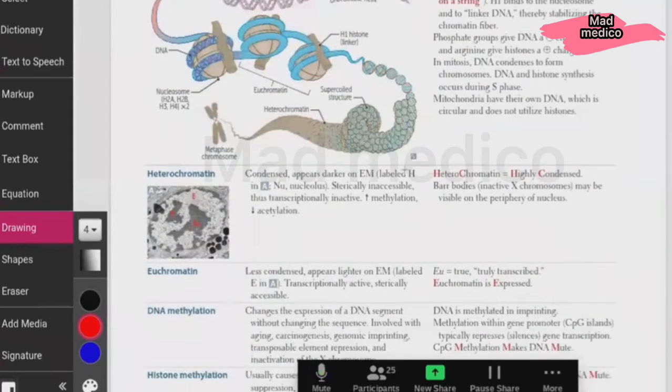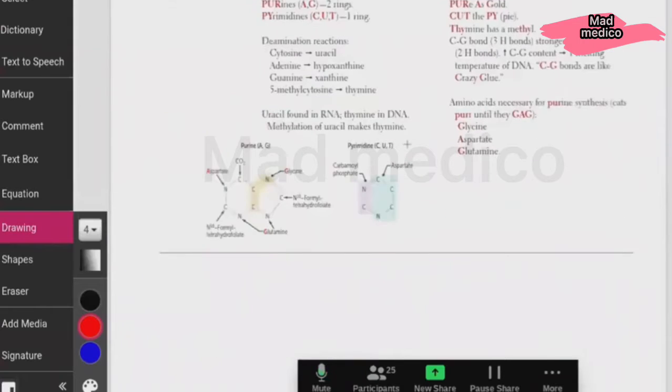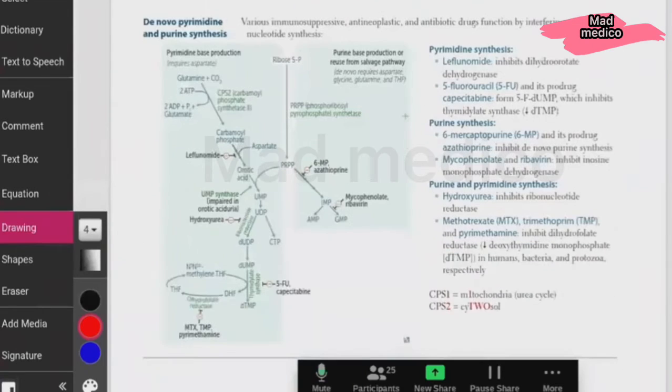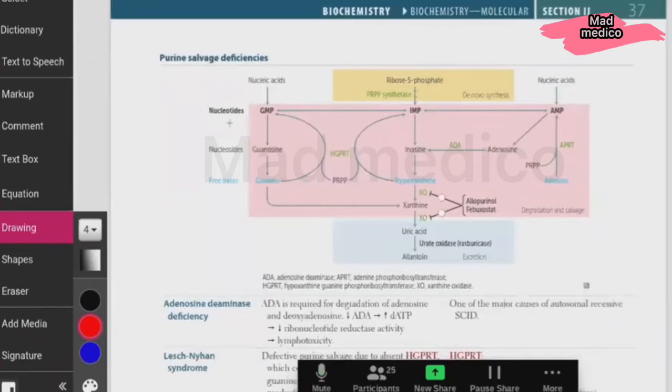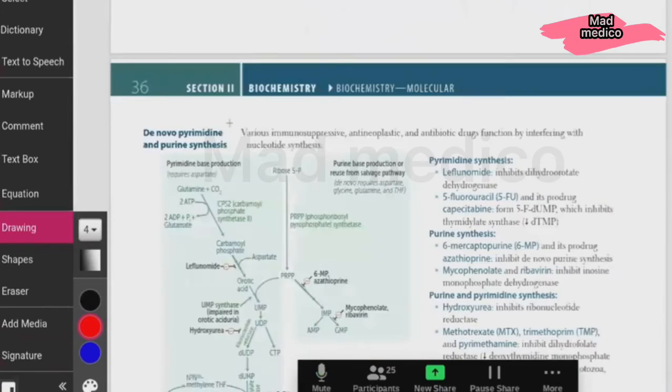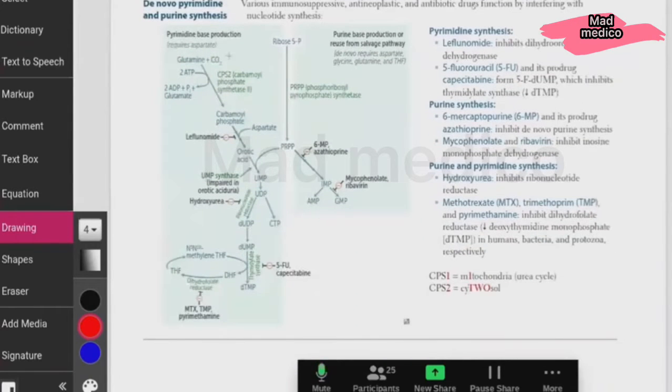Having said that, we will come across certain pathways, like the de novo pyrimidine and purine pathways, and then the purine salvage pathways. For these pathways, when I am drawing them on a blank page, I need you to have a notebook or a piece of paper ready on the side. When I am drawing something, I need you to draw the same thing.